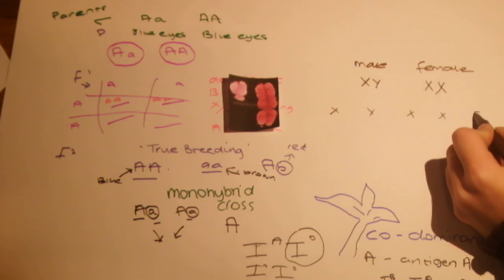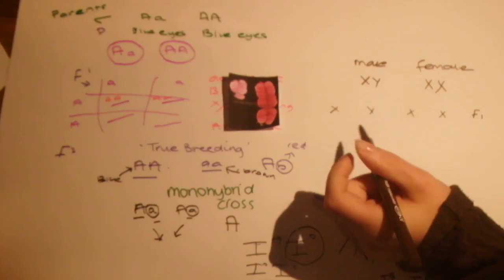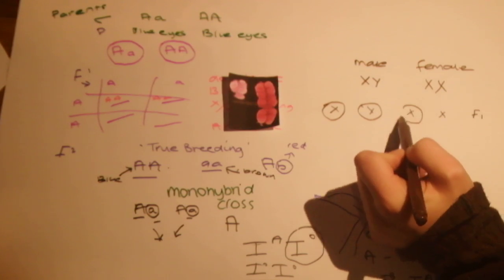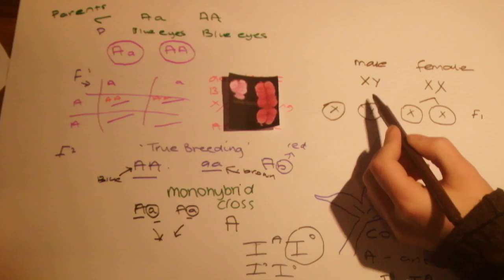And this is F1 because this is the first offspring. These should actually be circled. So those are the gametes coming from the parents. There we go.